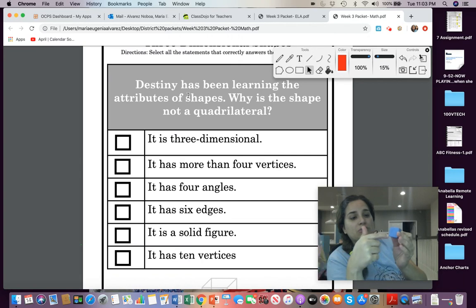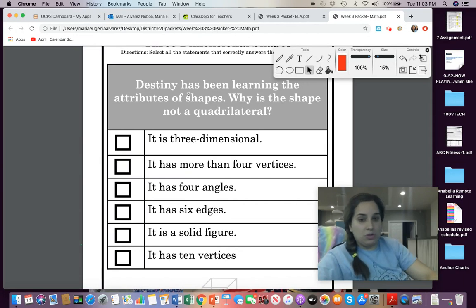1, 2, 3, 4, 5, 6, 7, 8. So those are all called, everything we just said, how many faces it has, how many edges it has, all of these are called attributes. That's what we called attributes.